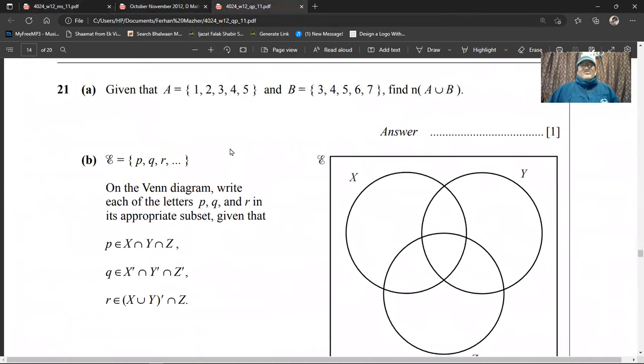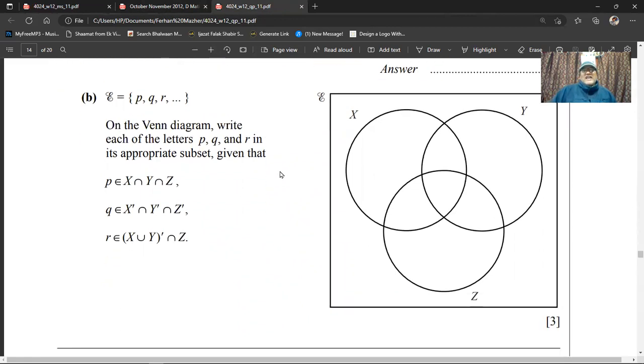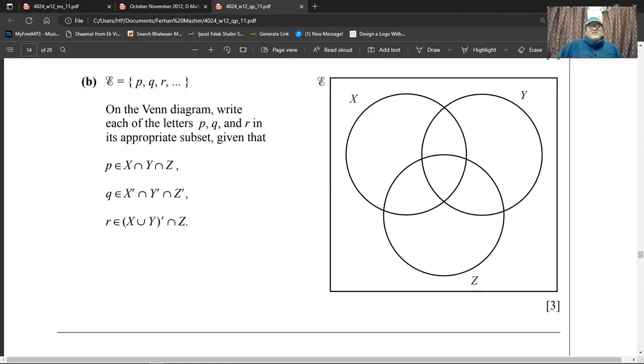Okay, so the next question is on the universal set. In the universal set, we have P, Q, and R, and so on. On the Venn diagram, write each of the letters P, Q, and R in its appropriate subset, given that P belongs to X intersection Y intersection Z. It means that P belongs to all of them. So you have to write P there where the 3 are overlapping.